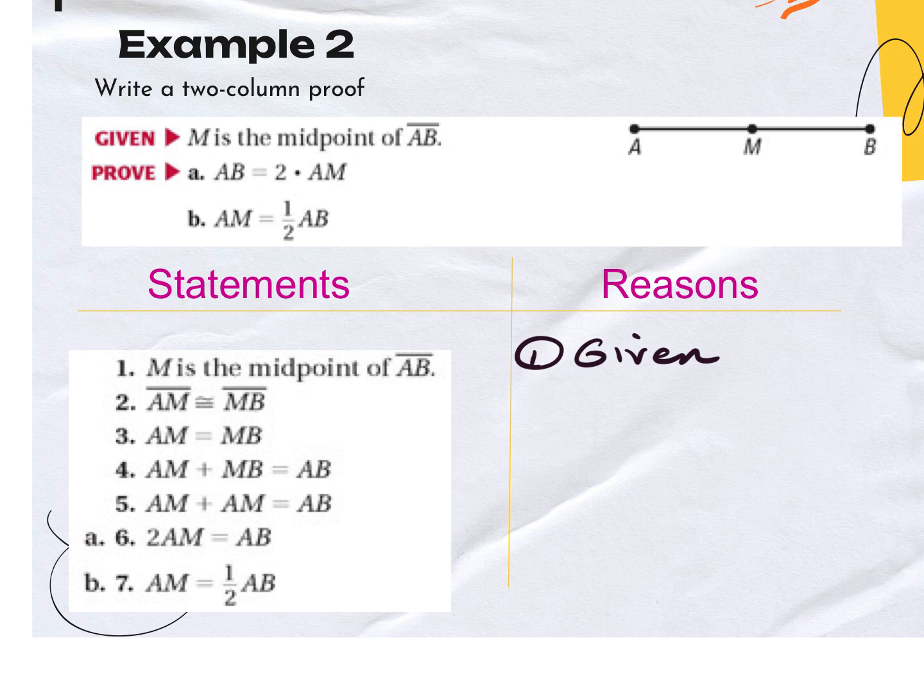Okay, so now, since they gave us that M is the midpoint of AB, that tells me that this segment AM here is going to be congruent to MB because a midpoint splits that segment AB into 2 equal pieces. And that's what they told me in step 2. They told me that AM is congruent to MB, and the reason why they can say that is by using the definition of midpoint.